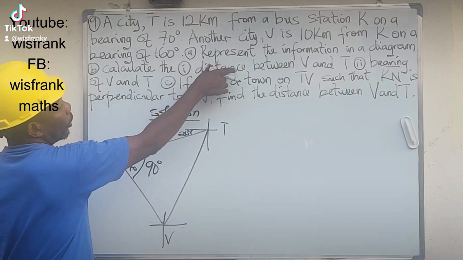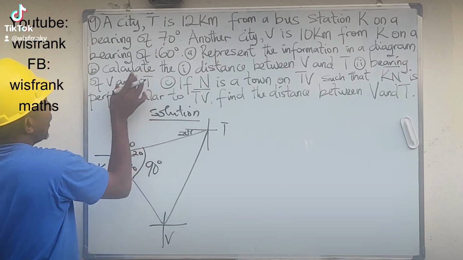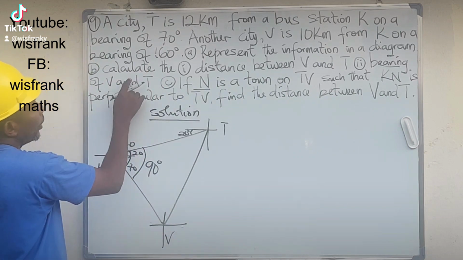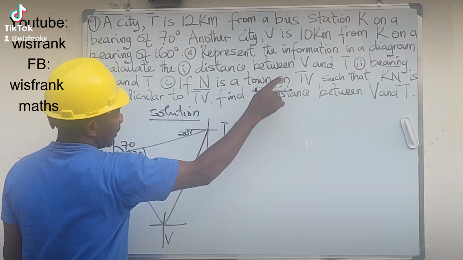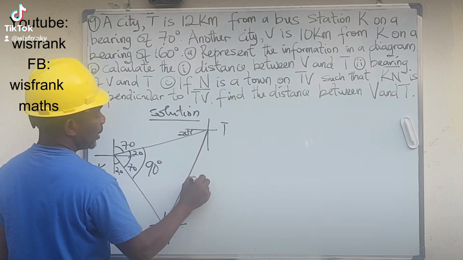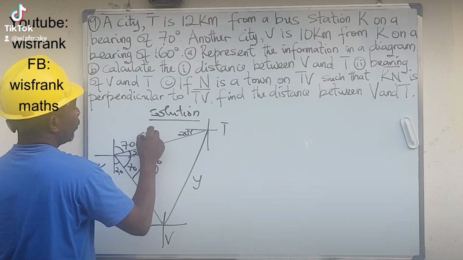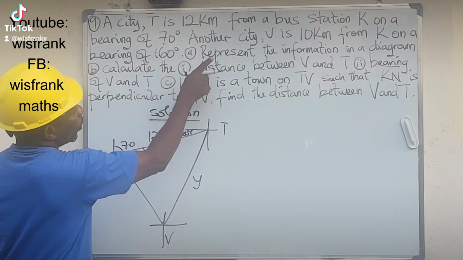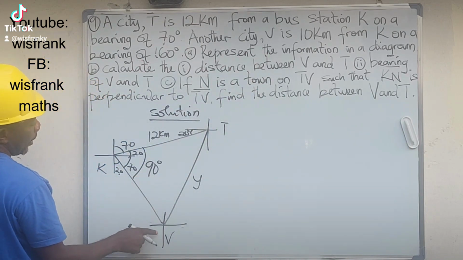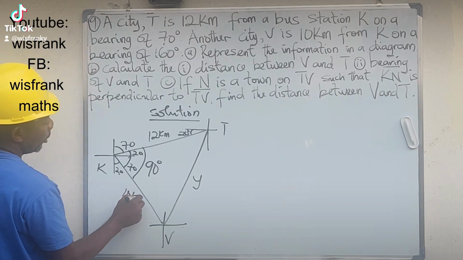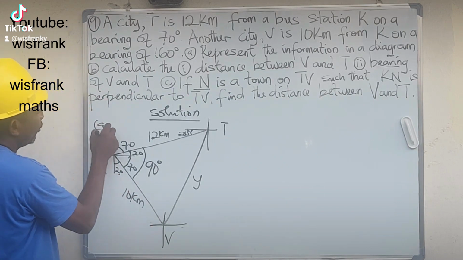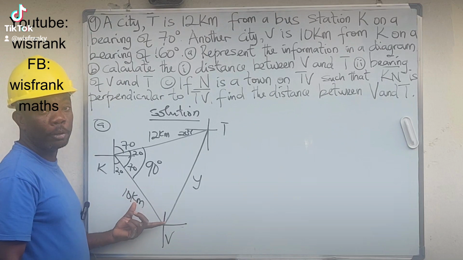So we were told to represent the information in a diagram, which we have done. It now says calculate the distance between V and T. Let's say this distance is y. The distance between K and T is 12 kilometers, and the distance between V and K is 10 kilometers. So this is the A part of the question: we have represented the information in a diagram.